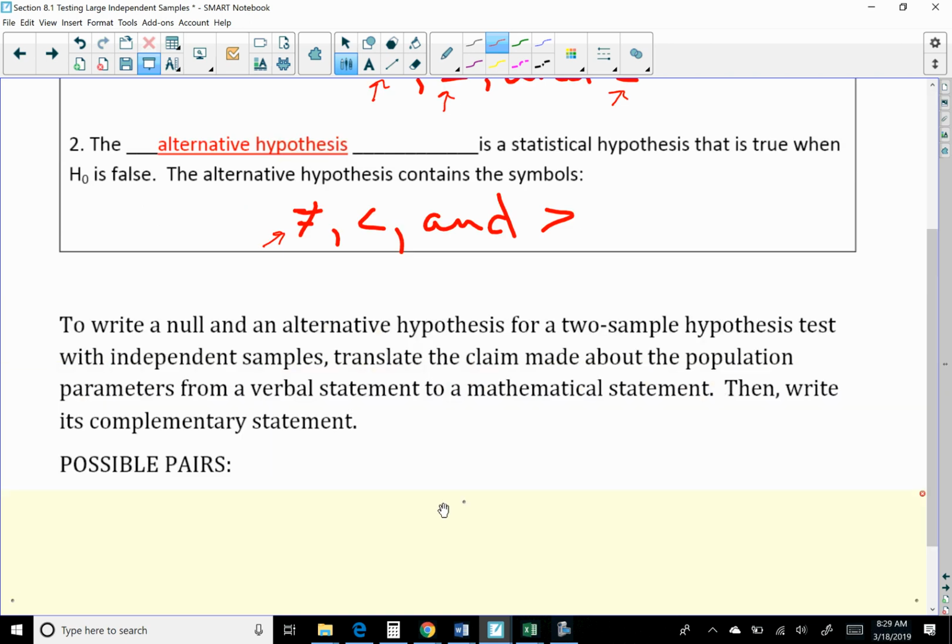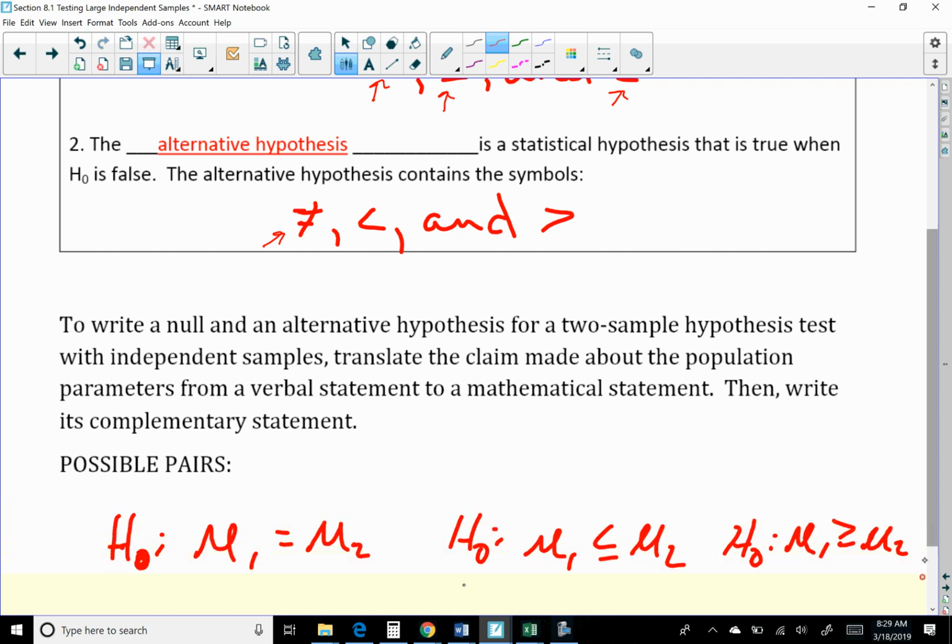To write a null and alternative hypothesis for a two-sample hypothesis test with independent samples, translate the claim made about the population parameters from a verbal statement to a mathematical statement. Then write its complementary statement. This is nothing new as well. You guys are familiar with doing this already.